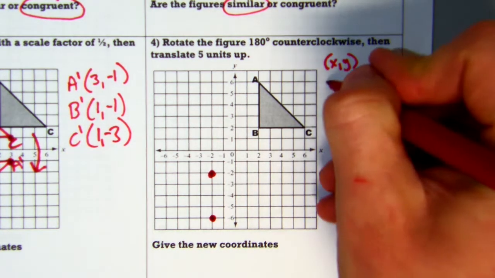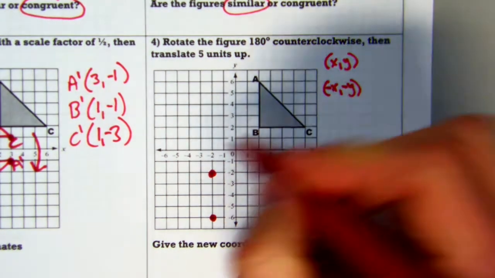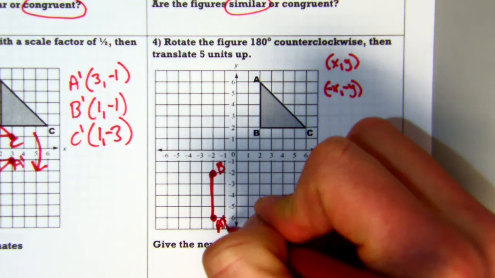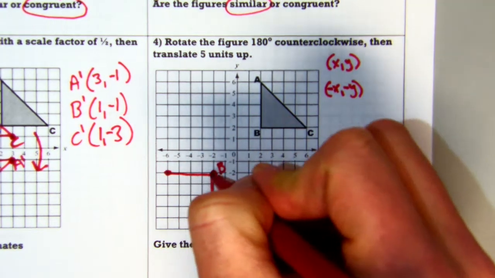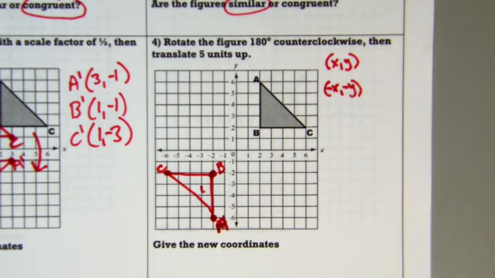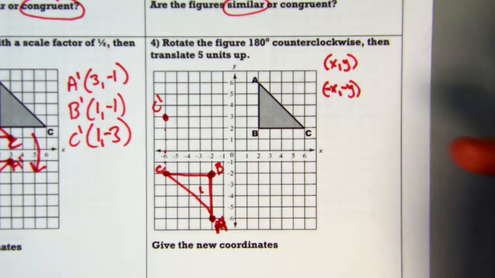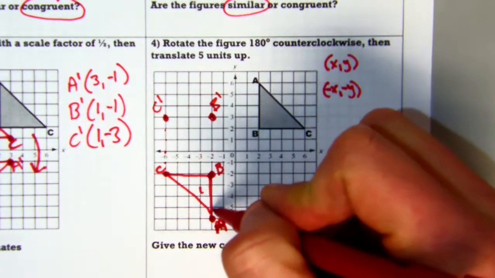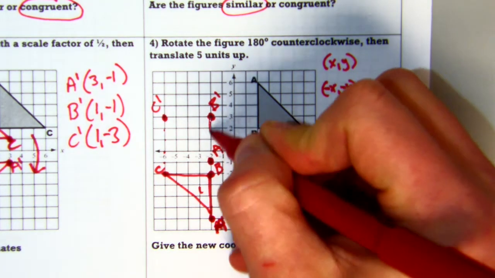So all I'm doing when I rotate 180 degrees is I'm just making these the opposites. That's all I'm doing. Okay. B and then C. Instead of 6, 2, I'm going to do negative 6, negative 2. So that is my first transformation. Then I'm going to go ahead and do 5 units up. So 1, 2, 3, 4, 5. It's my C prime. 1, 2, 3, 4, 5. It's my B prime. And then 1, 2, 3, 4, 5. Here's my A prime.